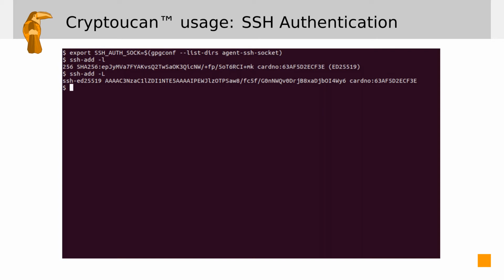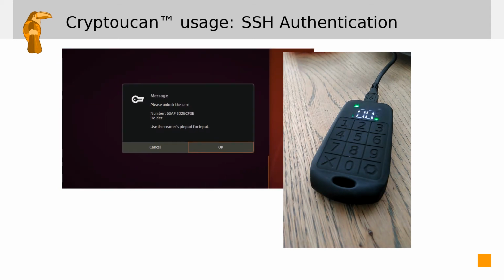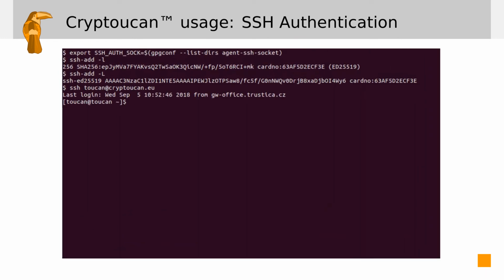So, let's use our key for authenticating the Secure Shell session. Joe Toucan has a user named toucan at the cryptoucan.eu server, and therefore we use the casual ssh toucan@cryptoucan.eu command to try to log in. The SSH client asks gpg-agent to perform the authentication, and it gives control to Cryptoucan. Once again, Cryptoucan asks us to enter the user PIN 1, and after entering the correct numbers and confirming the operation, it performs the authentication on our behalf. You can see, we are successfully logged into the remote system.